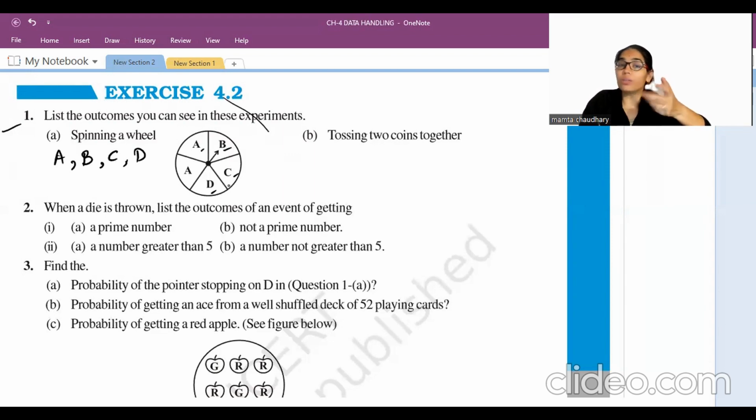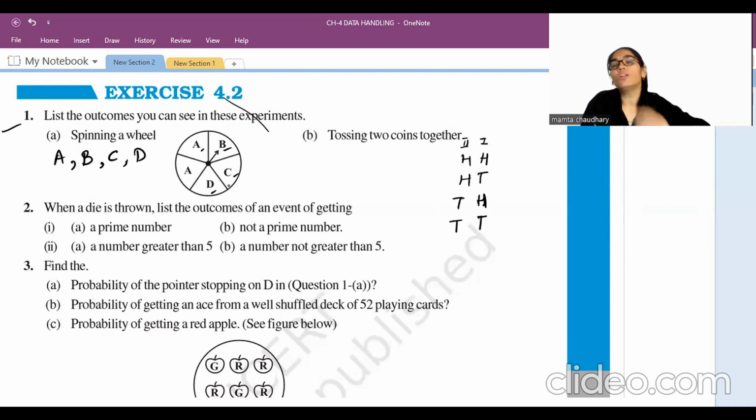Tossing two coins together. What are the possible outcomes? Now see, how can you toss two coins together? Suppose it is the first coin and the second coin. In the first coin, head can come, or tail can come. Suppose the first coin is head and the second is also head. In the first one tail and the second one head. Or in the first one head and the second one tail, or the first one tail and the second one also tail. So this can be possible.